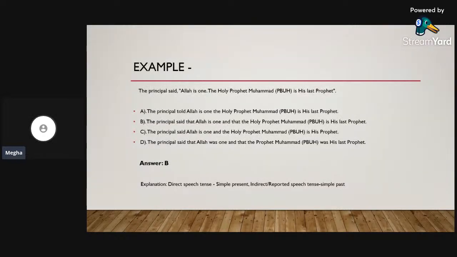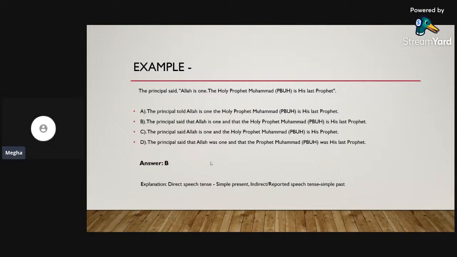Here we have one simple example. The principal said, Allah is one. The holy prophet Muhammad is his last prophet. What you have to notice right away is that Allah is one, and the holy prophet Muhammad is his last prophet, is quoted. It is a universal truth. It is a fact, so the tense change does not apply to this example.